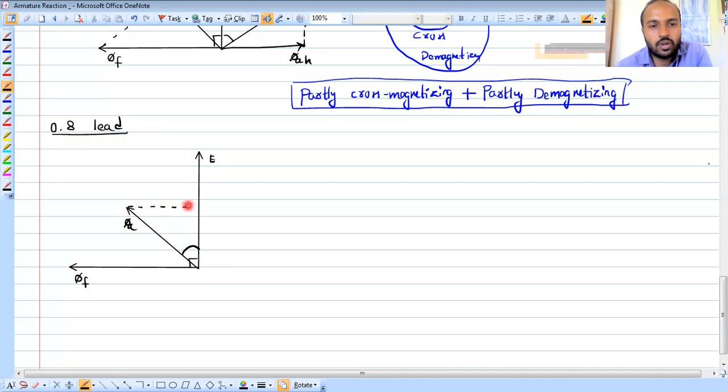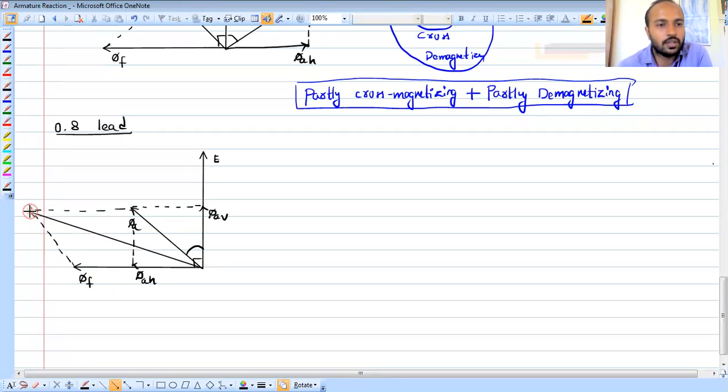If you resolve it into two components, you get both the vertical component of armature flux and the horizontal component of armature flux. If you observe the resultant of these two, so this will be the resultant, right? Phi A plus phi F. This gives you the resultant flux over here. So this is the phi R, right? This will be the resultant flux.